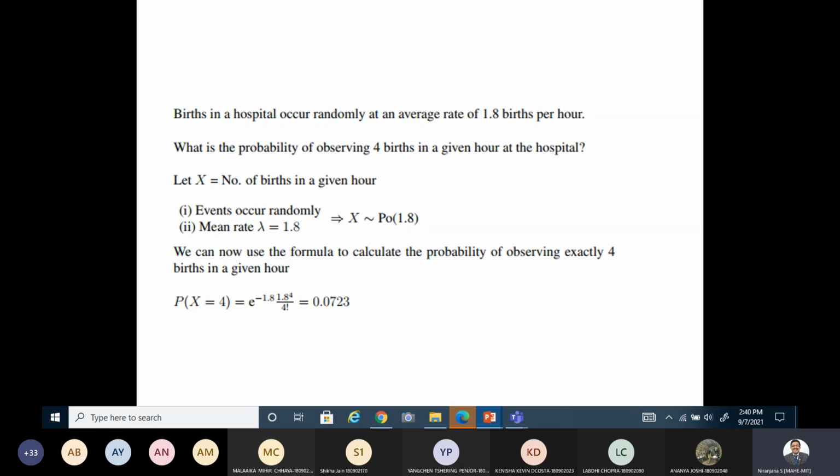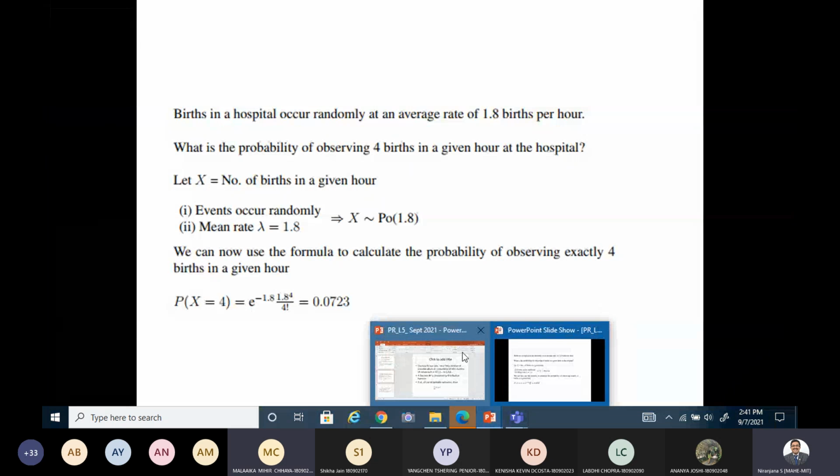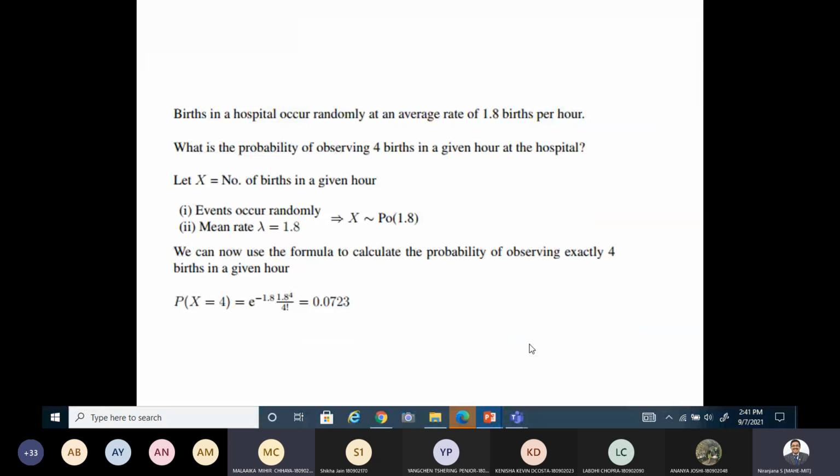Can you go through the problem, one of you? Say, shall I ask somebody? Sir, you want someone to read it? Yeah, someone can read that so that, yeah.